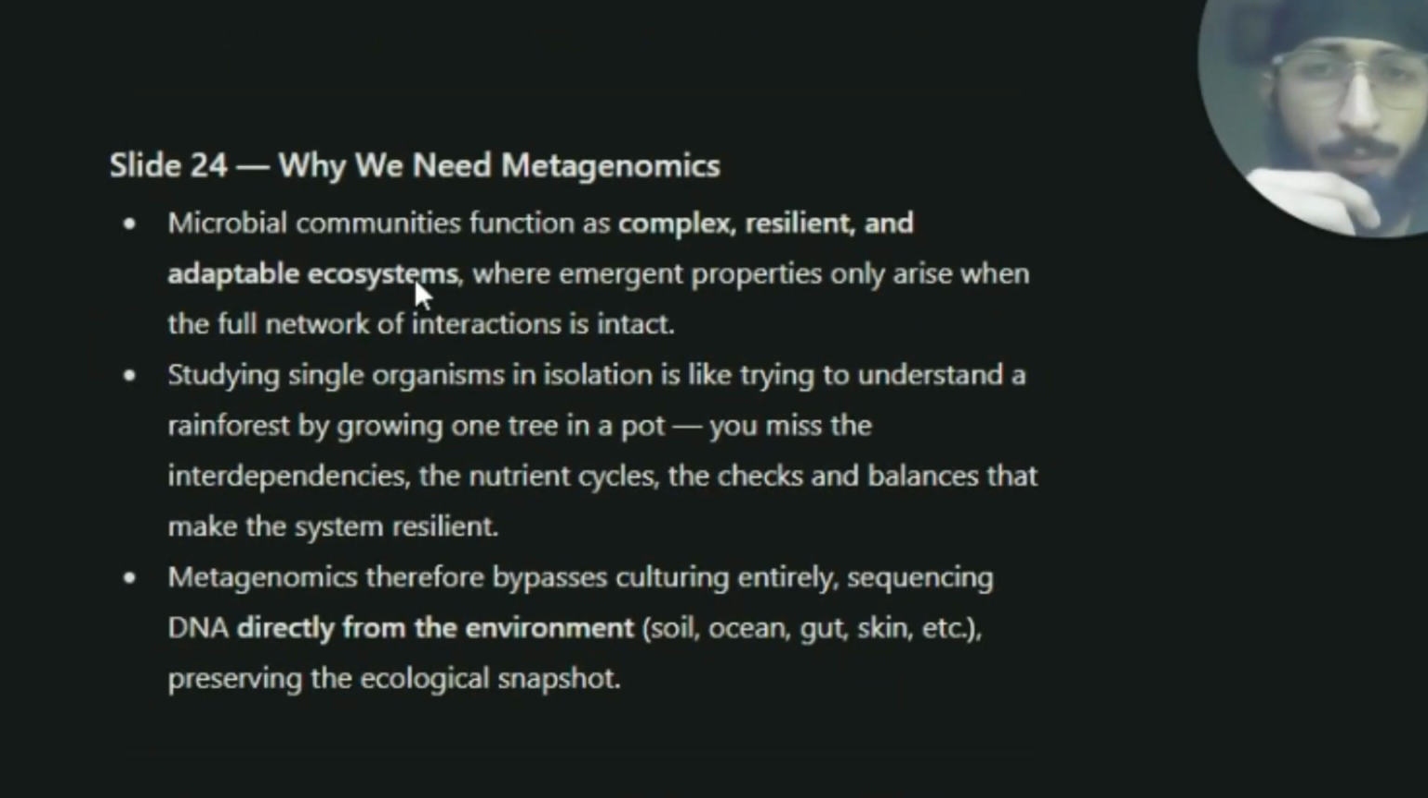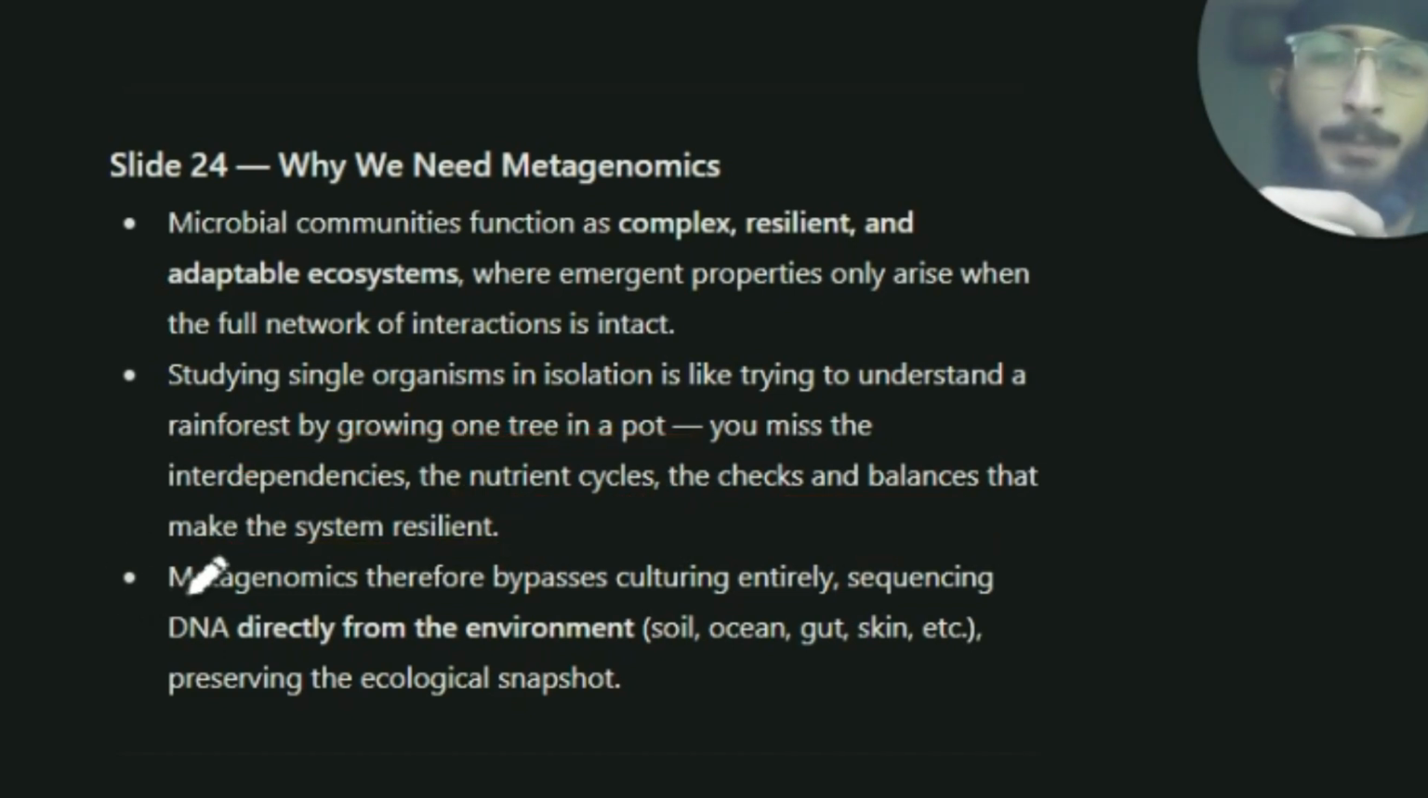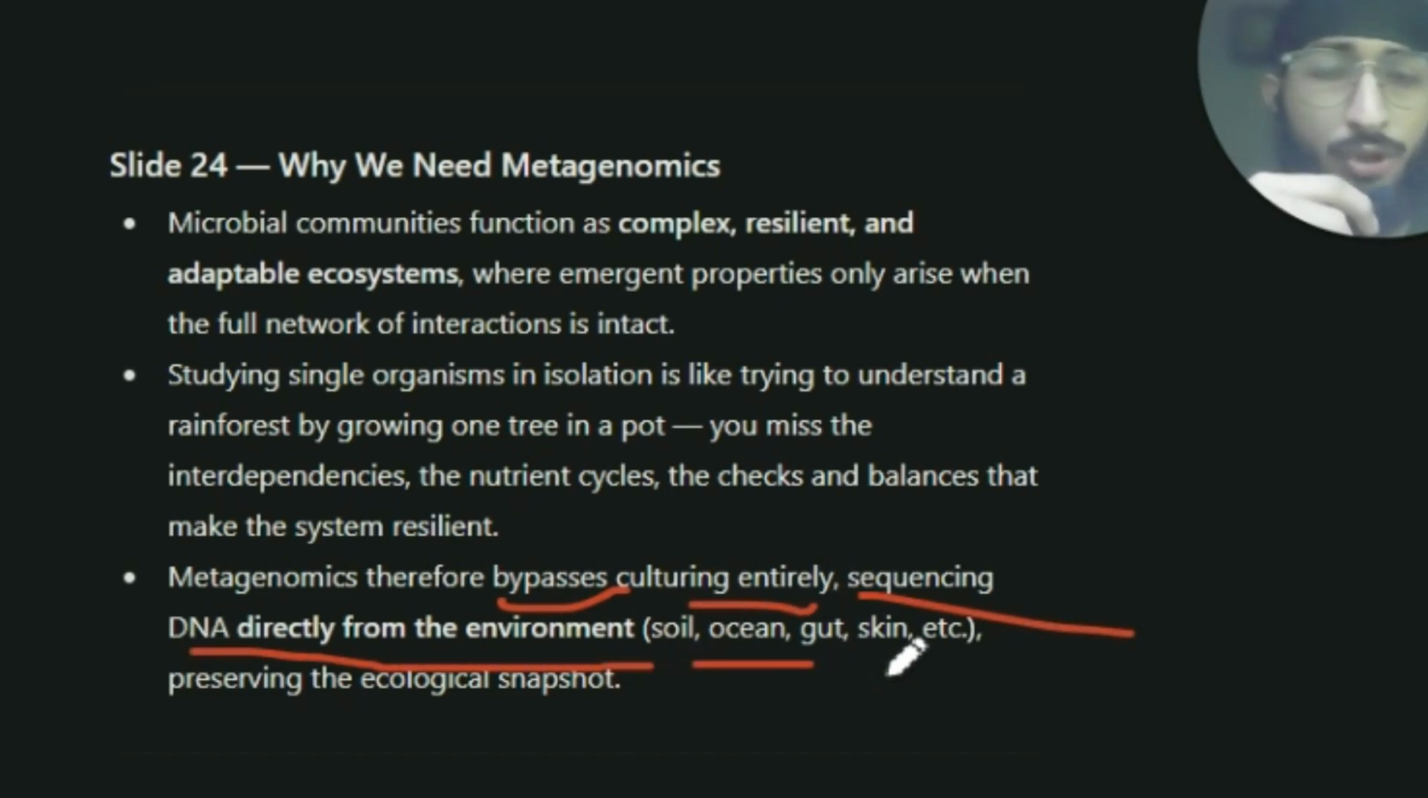Now, why do we need metagenomics? So, microbial communities function as complex, resilient, and adaptable ecosystems where emergent properties only arise when the full network of interactions is intact. Studying single organisms in isolation is like trying to understand the rainforest by growing one tree in a pot. You miss the interdependencies, the nutrient cycles, the checks and balances that make the system resilient, right? Metagenomics therefore bypasses culturing entirely, sequencing DNA directly from the environment, soil, ocean, gut, skin, etc., preserving the ecological snapshot.